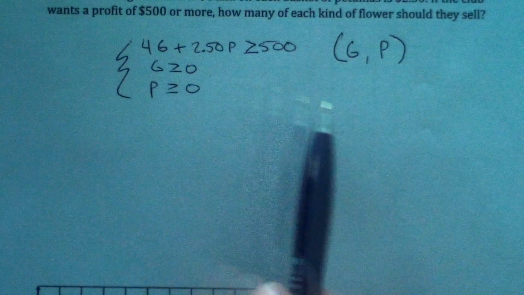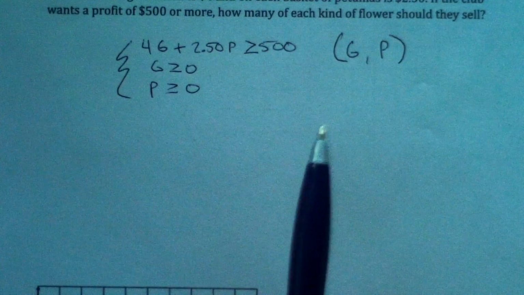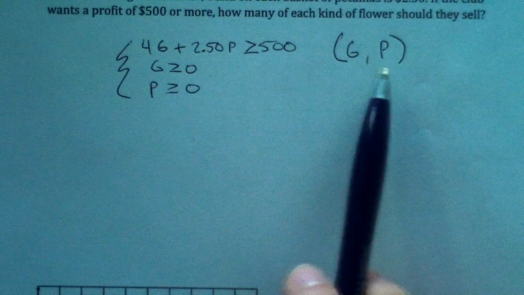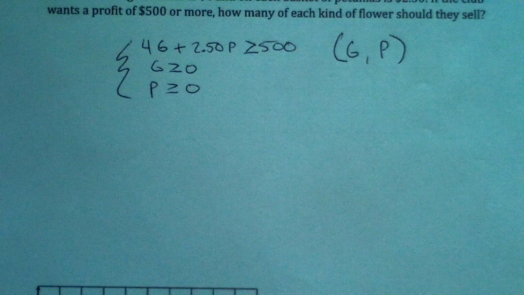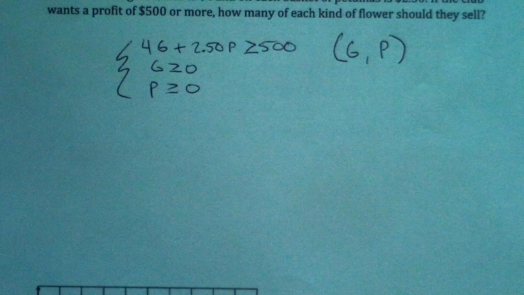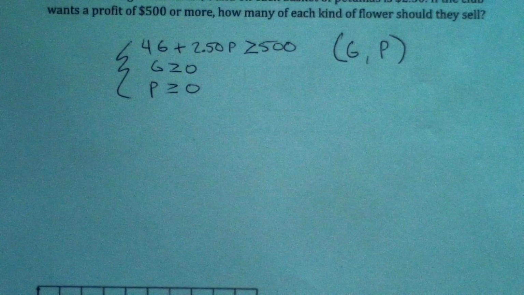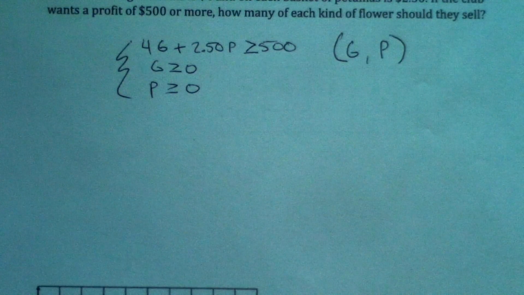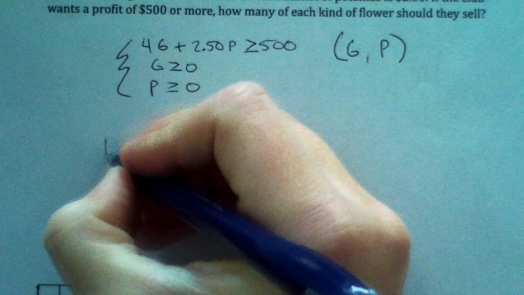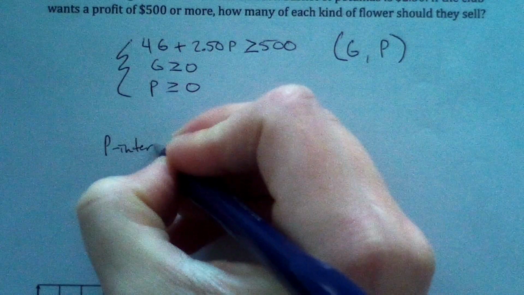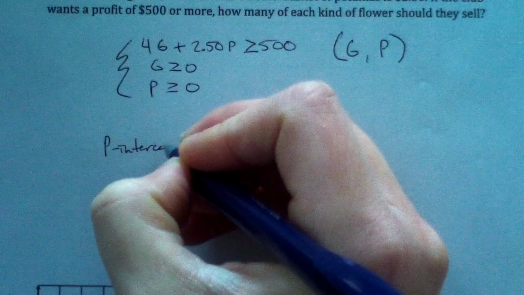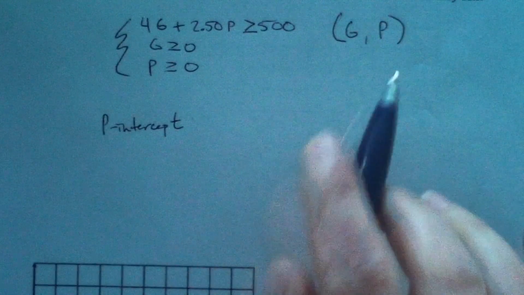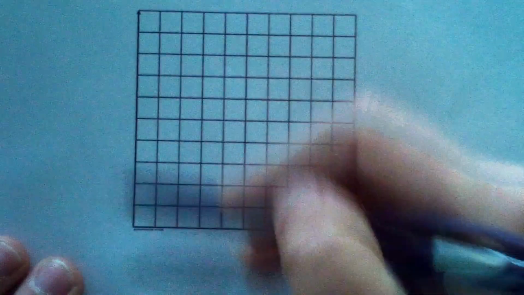So I'm going to start with my p-intercept. My p-intercept is on my y, so basically it would be wherever it's crossing right here. If it's the p-intercept, that would mean my g value would be 0. So basically you're putting in a 0 for the g and then figuring out what your p value is. So if I take that top equation and put a 0 in for the g, it would be 4 times 0 plus $2.50 times p is greater than or equal to 500.